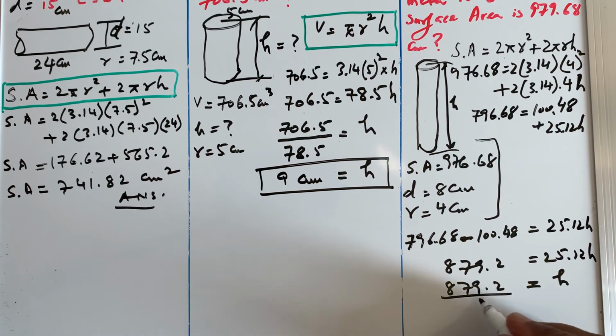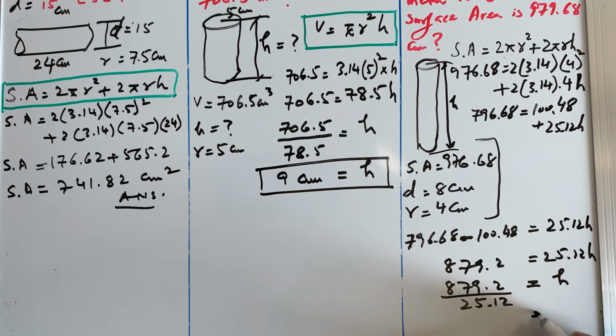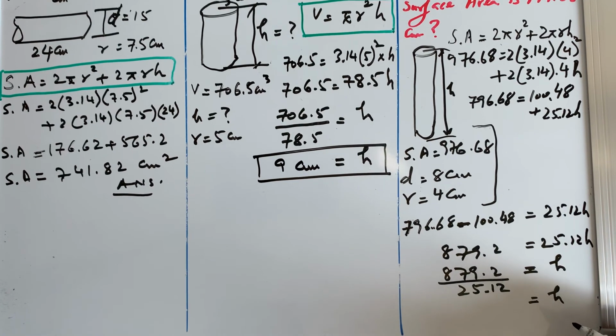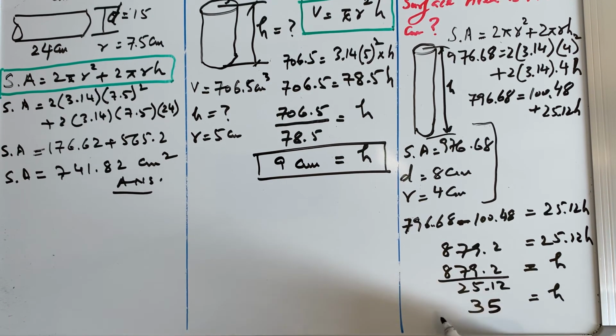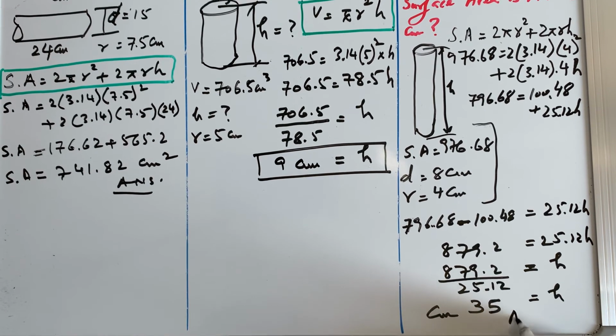879.2 divided by 25.12, and I can calculate h here, and my h will be equal to 35 centimeter, and that is my answer.